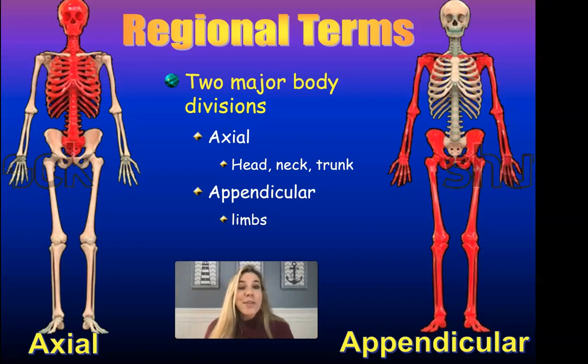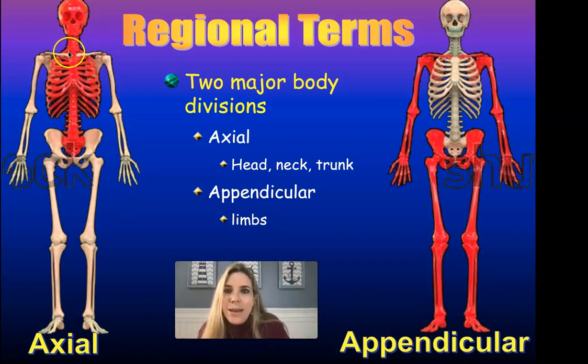Now we can talk about the 2 major divisions of the body. So you're looking at a human skeleton here. And notice that colored in red here will allow you to distinguish the 2 major divisions. So for this skeleton right here, in red, we have the axial skeleton. So it's kind of the part of the skeleton that's the core of the body, right? So it has the head, the neck, and the trunk, including the spinal column here. So that's the axial skeleton.